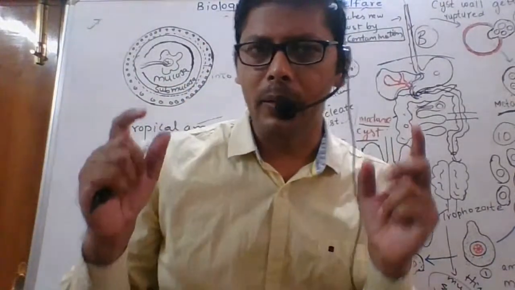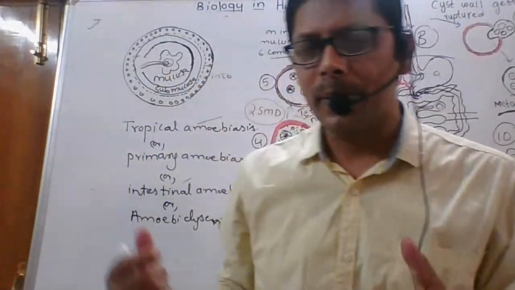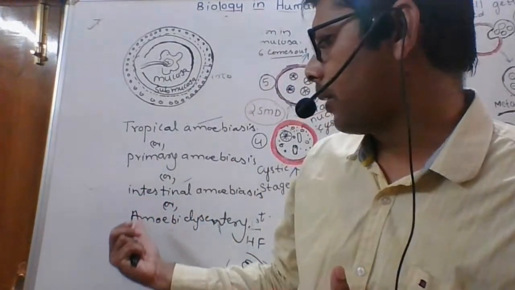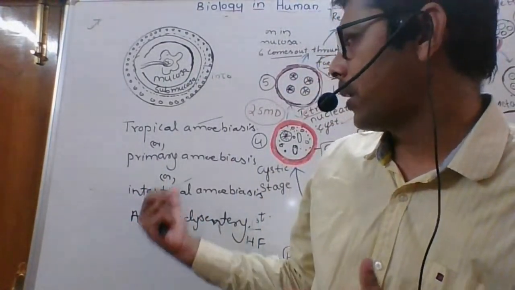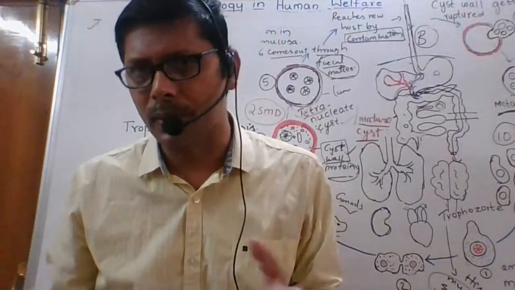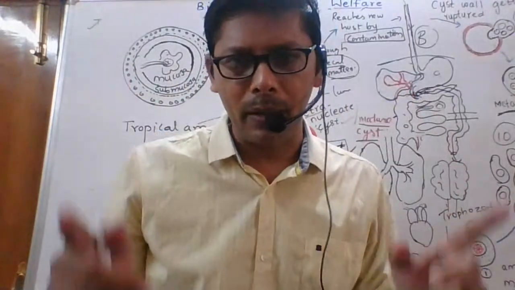Since it occurs mostly in tropical countries it is called tropical amoebiasis, and since it occurs in the intestine it is called intestinal amoebiasis. It is also called amoebic dysentery or primary amoebiasis. Primary means there is also secondary amoebiasis. Next, come to the final one.